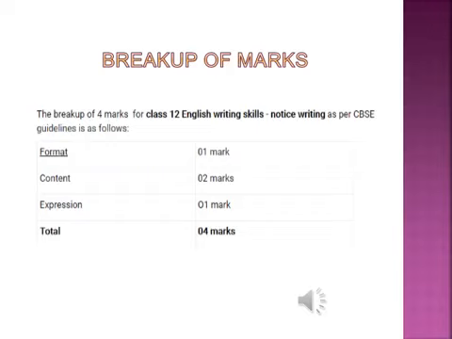At the end, expression. So expression means what? Your grammatical accuracy, the way you have presented the answer. So this is also very important. How you have expressed, the kind of language that you have used, the language has to be simple and relevant. Irrelevant details should be avoided. So remember this, notice writing is for 4 marks, format 1 mark, for content 2 marks are allotted, and for expression 1 mark is allotted.